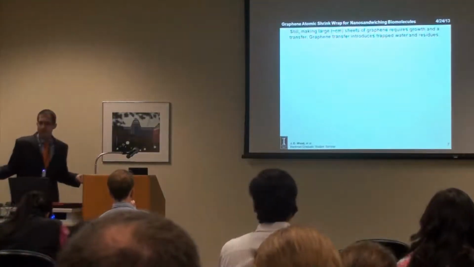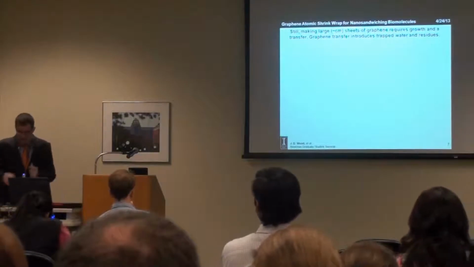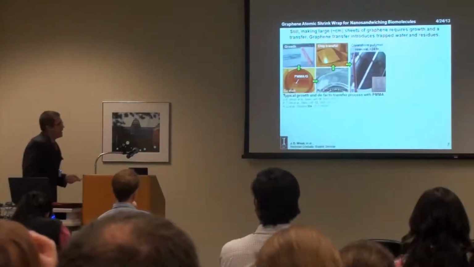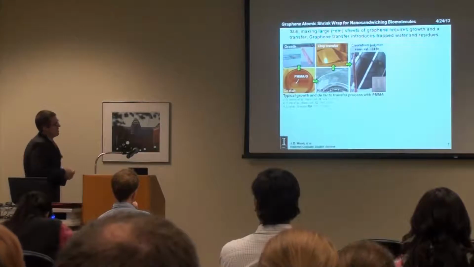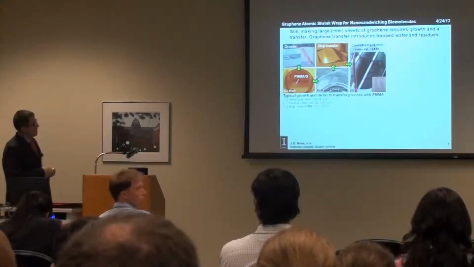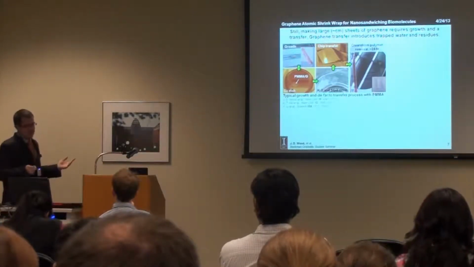So how do you make it? That's the obvious question. We want to make graphene. We want to make it on a large scale. And in our lab, we've developed this process using chemical vapor deposition on copper. We can get a large sheet up to several inches.